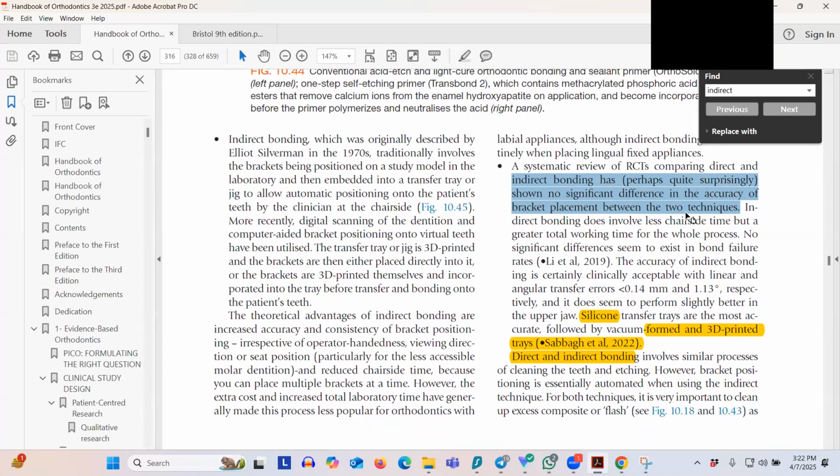So I think they mentioned the chair side time at the dental chair is small, and for the other factors inside, it does involve less chair time but a significant working time. Studies show no difference in the accuracy of bracket placement between the two techniques. That's the evidence they have mentioned here.